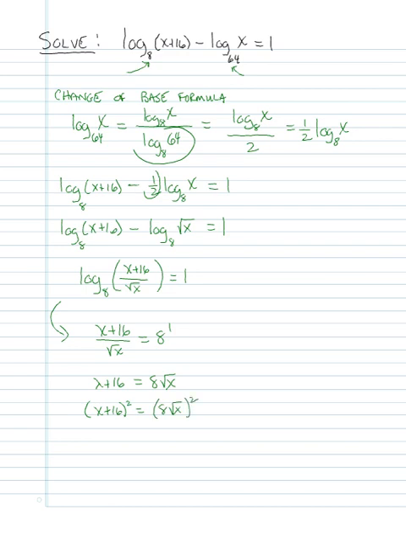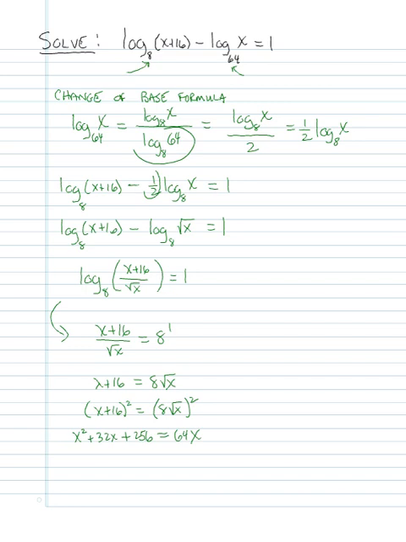And when we square this left side, we'll end up with x squared plus 32x. 16 squared, I believe, is 256. I hope so. I'm doing that in my head. You can verify that. When we square the right side, we'll have 8 squared times the square root of x squared, so that's a 64x, isn't it?